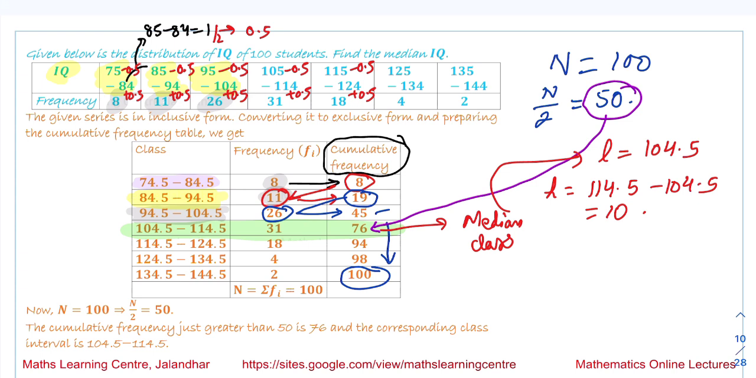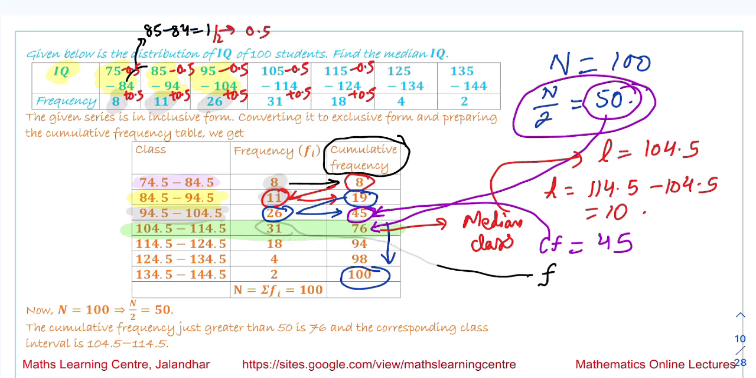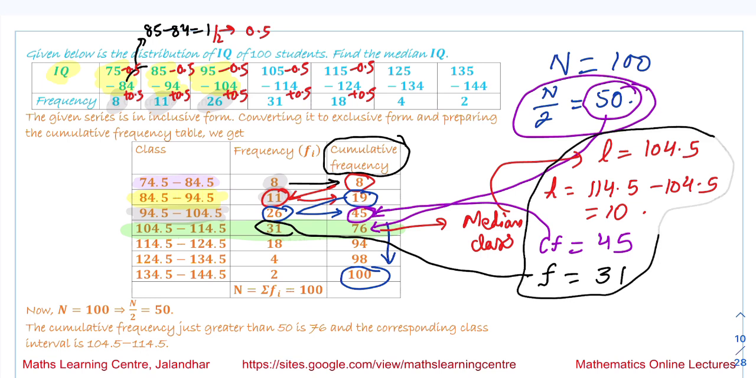Next we require the value of n by 2, which we already have. Next we require the value of CF. This is the cumulative frequency of the class preceding the median class. So this value is 45, and the frequency of the median class is 31. So these are the values that are to be used in the formula.